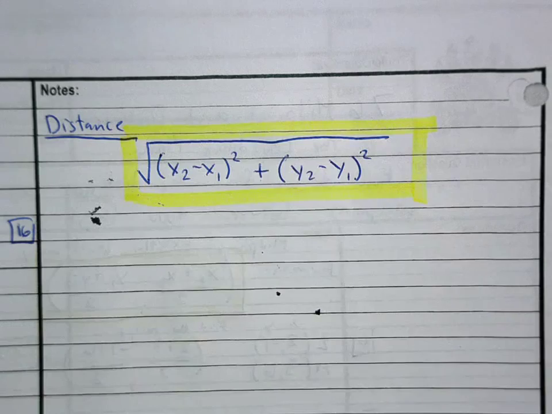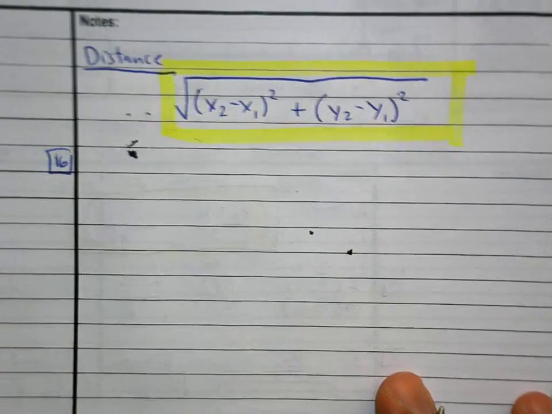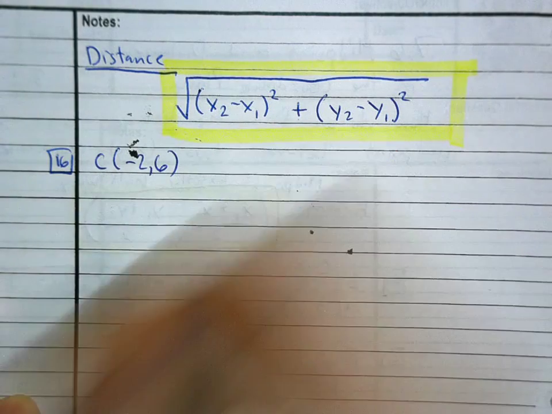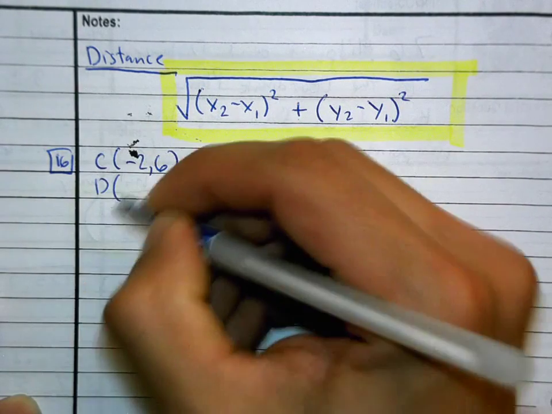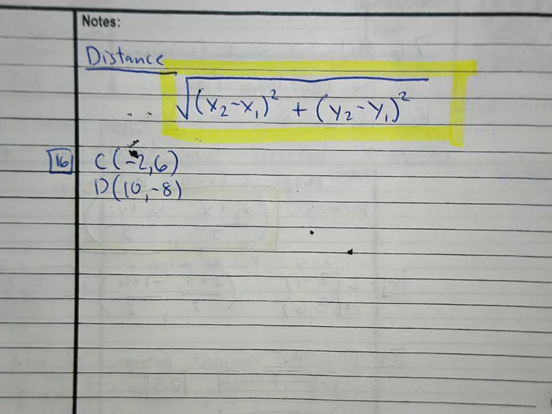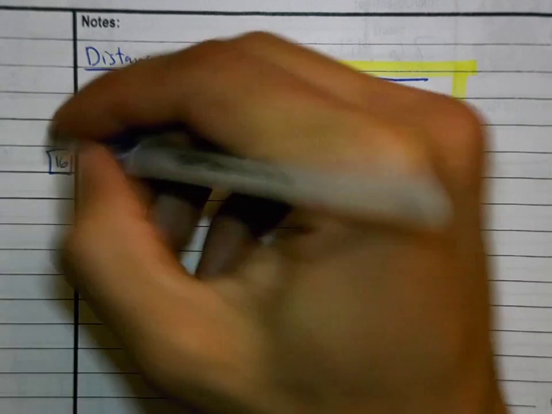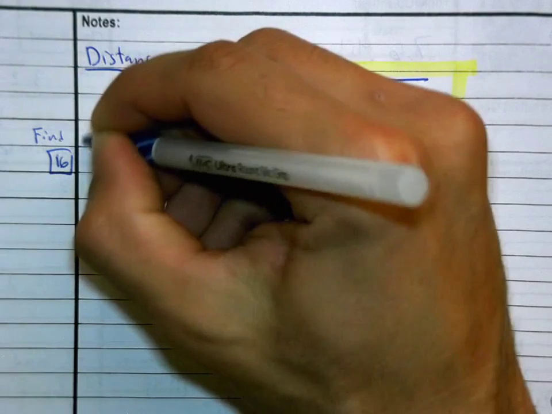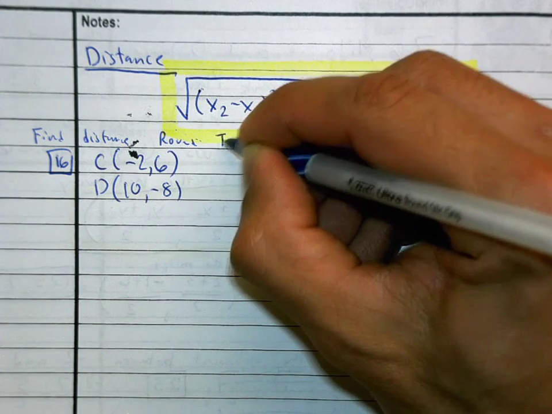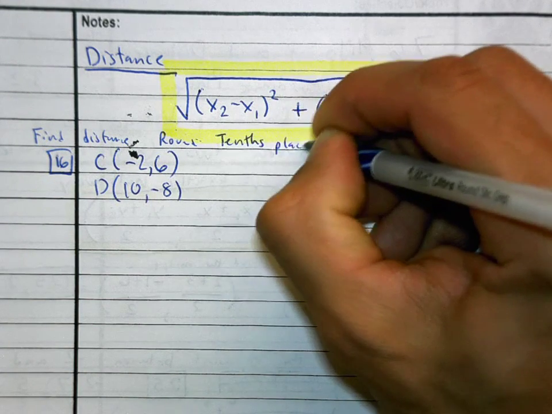Let's do 16. Number 16 says, find the distance between C, which is negative 2 comma 6, and D, which is 10 comma negative 8. We need to find the distance between C and D. It will also say round to the nearest tenth. I'm going to put find the distance, round to the 10th place. That's what the directions will say.